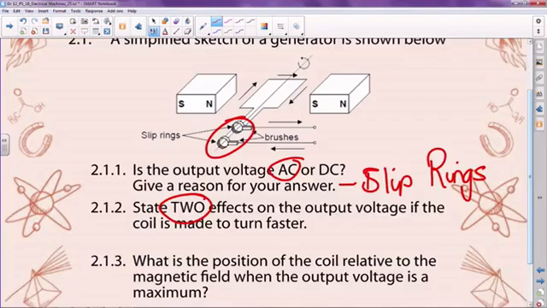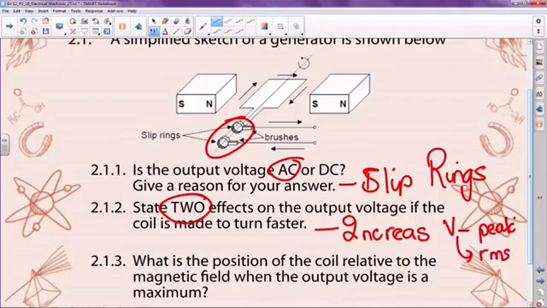Next question says, state two effects on the output voltage if the coil is made to turn faster. Now, this might have been a little unfair because we haven't done everything yet. But the first thing you need to recognize is if I make it turn faster, I'm going to increase the voltage. Now, that voltage that's going to get increased is both the peak, and next week we're going to deal with this, and the RMS. Okay? It's a bit of a horrible question. So, we're increasing the voltage as well as increasing the frequency.